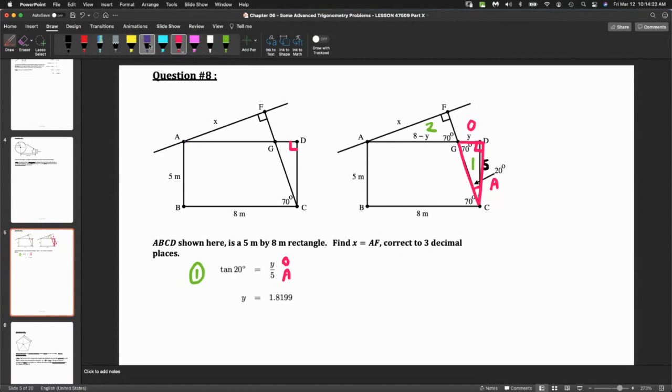And that's right, Denny. It's tan 20 times 5. So that's tan 20 times 5 right there, and that's how I got this number. Very good.